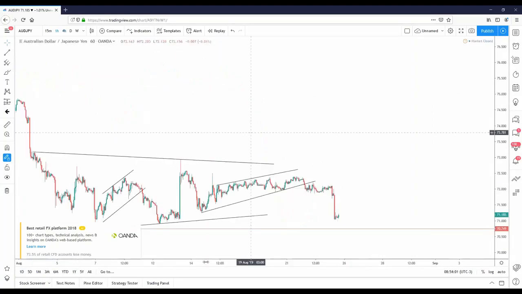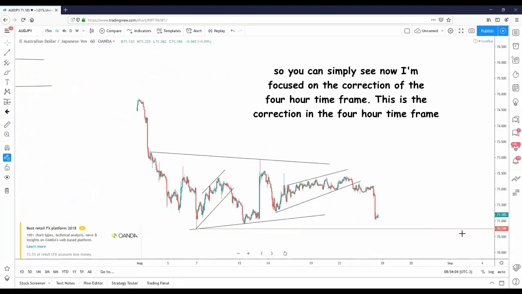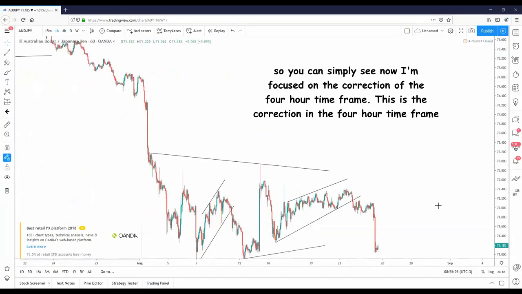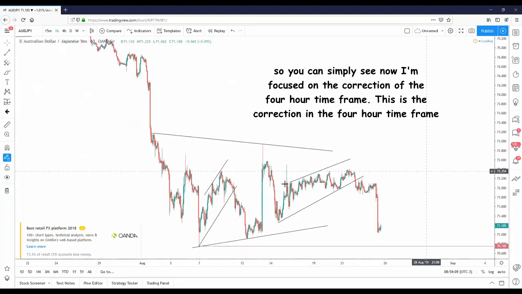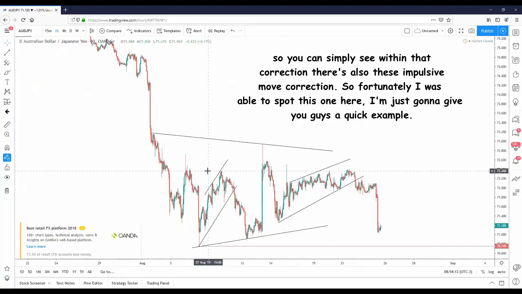Okay. So you can simply see now I'm focused on the correction of the 4-hour time frame. This is the correction in the 4-hour time frame. So you can simply see within that correction, there's also these impulsive move, correction, impulsive move. Can you see? There's also these impulsive move, correction, impulsive move. So fortunately, I was able to spot this one.